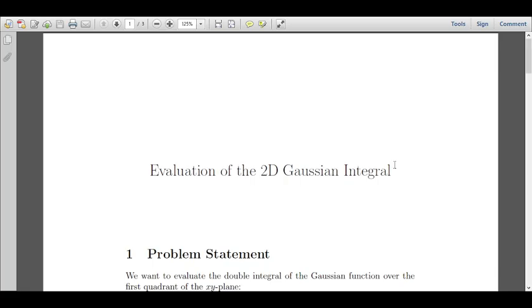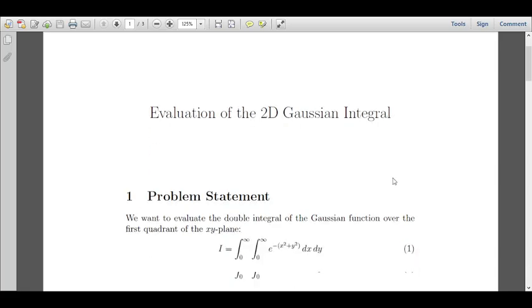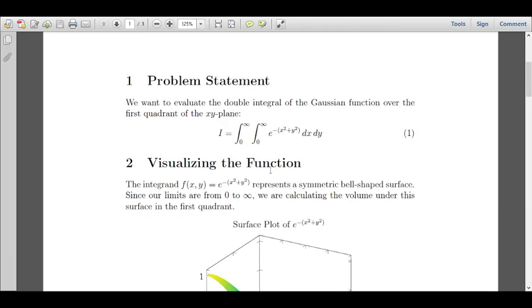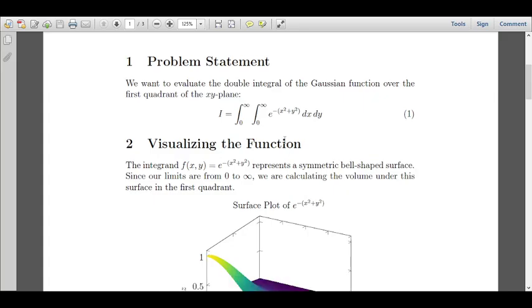Exams with total confidence. And this is change of variables from Cartesian to polar coordinates, problem number 1. Evaluate the integral from 0 to infinity, 0 to infinity of e power minus of x square plus y square dx dy.